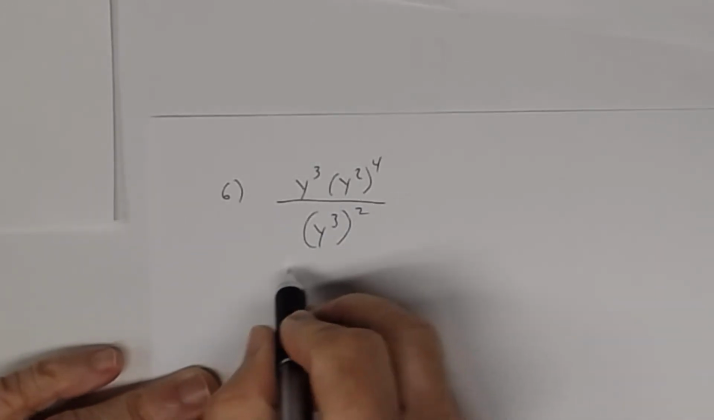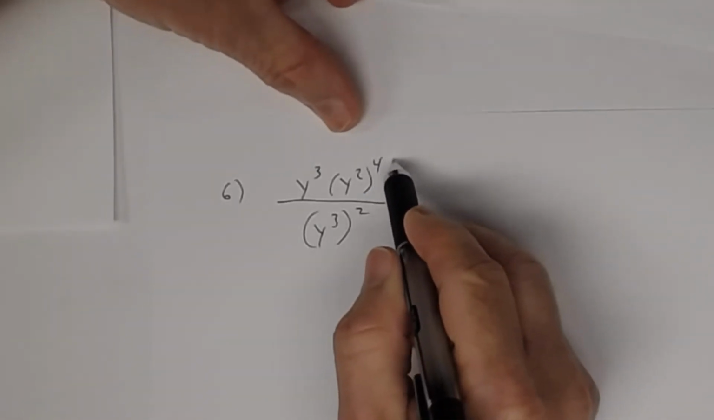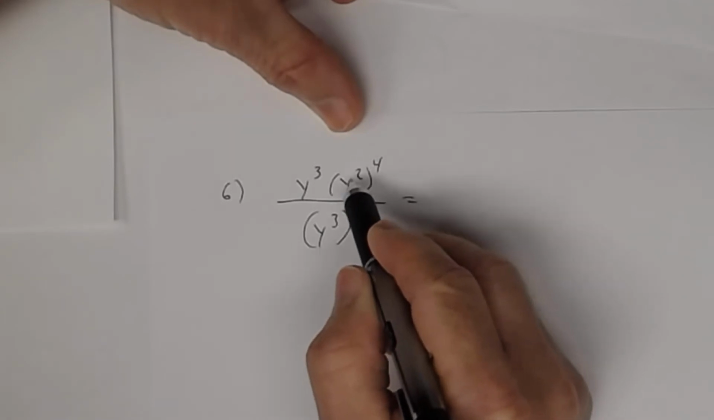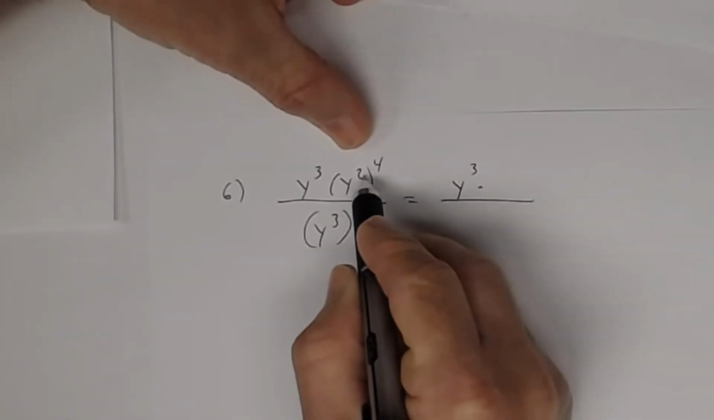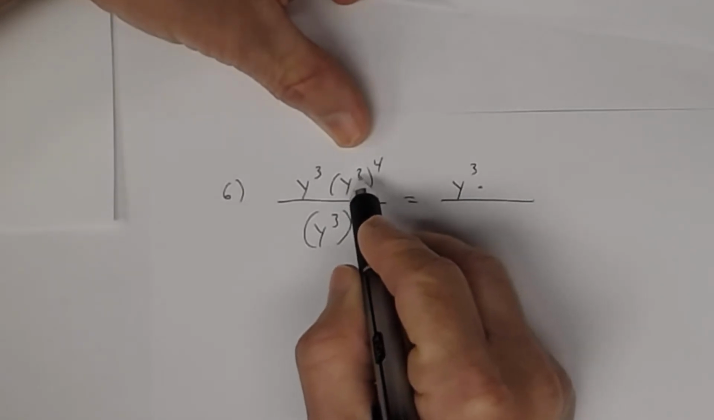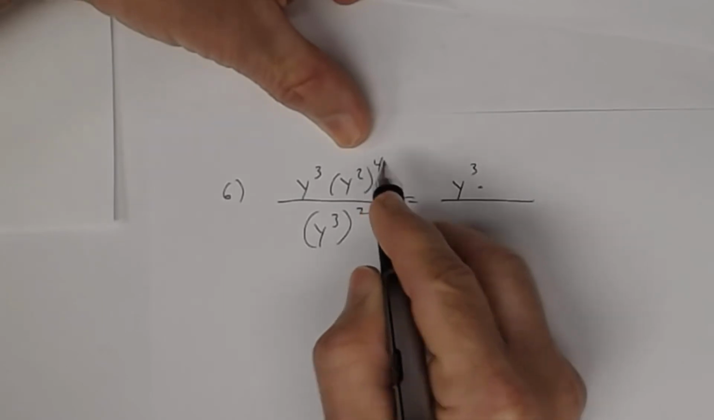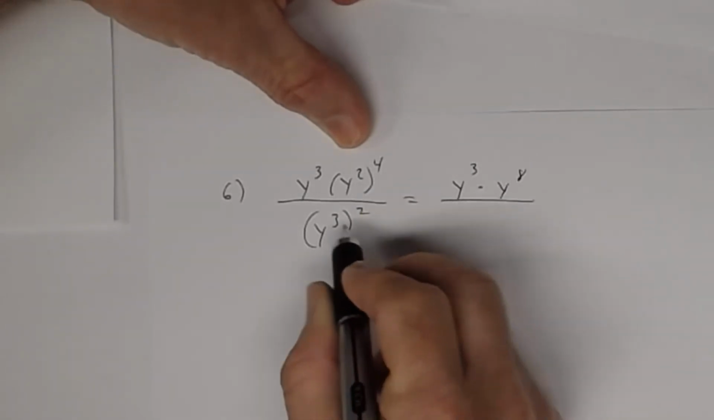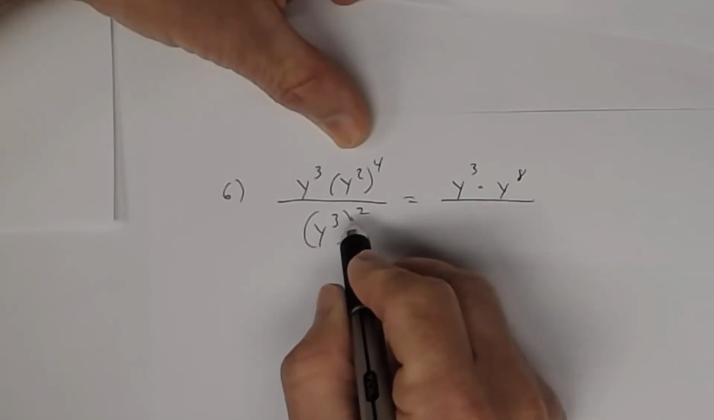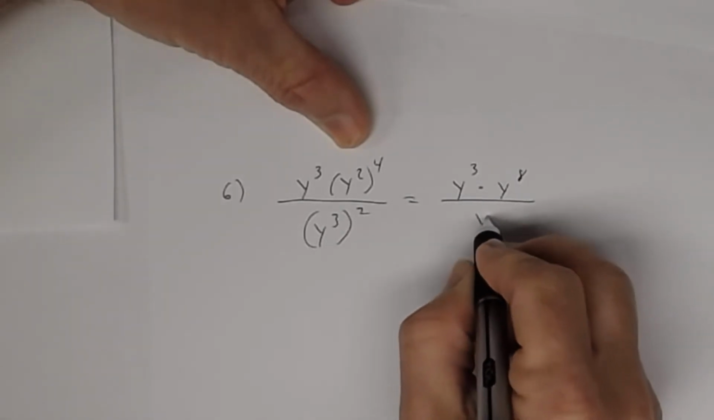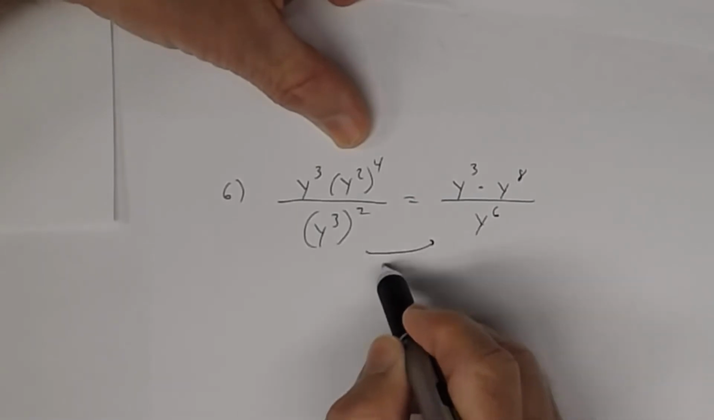So the first thing I'm going to do is put that horizontally here. First thing I'm going to do is use the power rule. So I get y cubed times, now remember, y squared raised to the fourth, you multiply those exponents, so 2 times 4 is 8. So that'll be y to the 8th. And do the same thing here, power rule. y cubed squared, 3 times 2 is 6. Okay, so remember, what I did was I used the power rule.